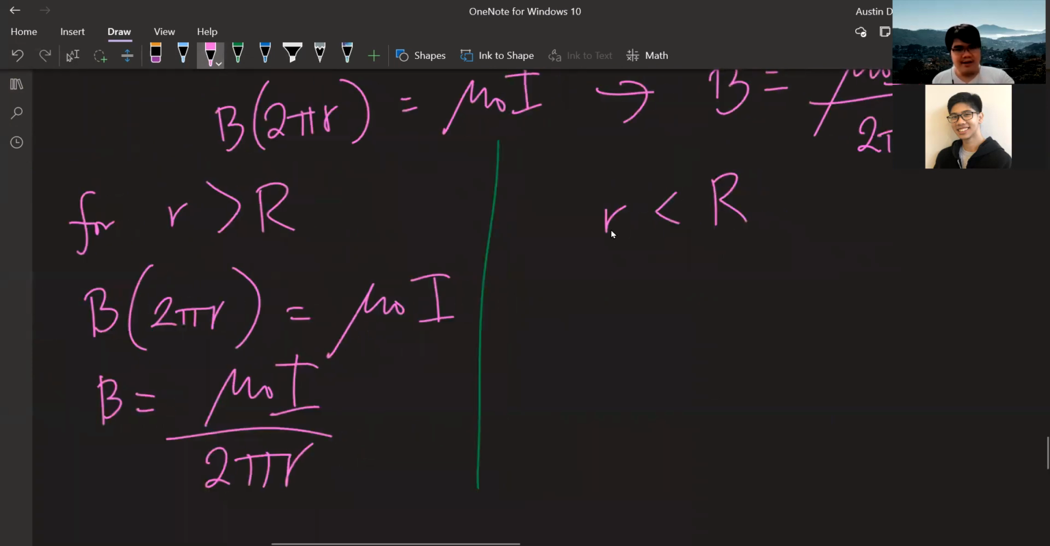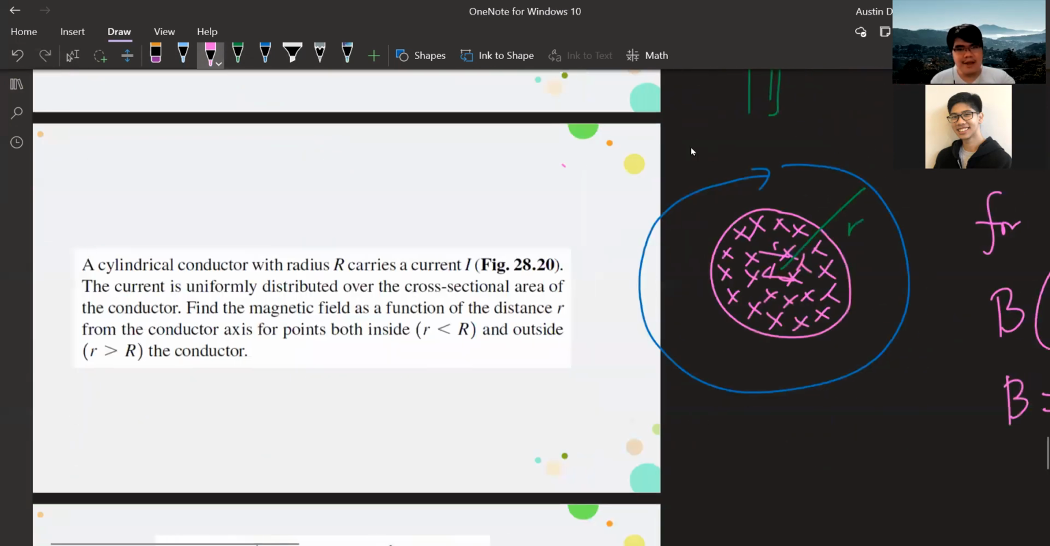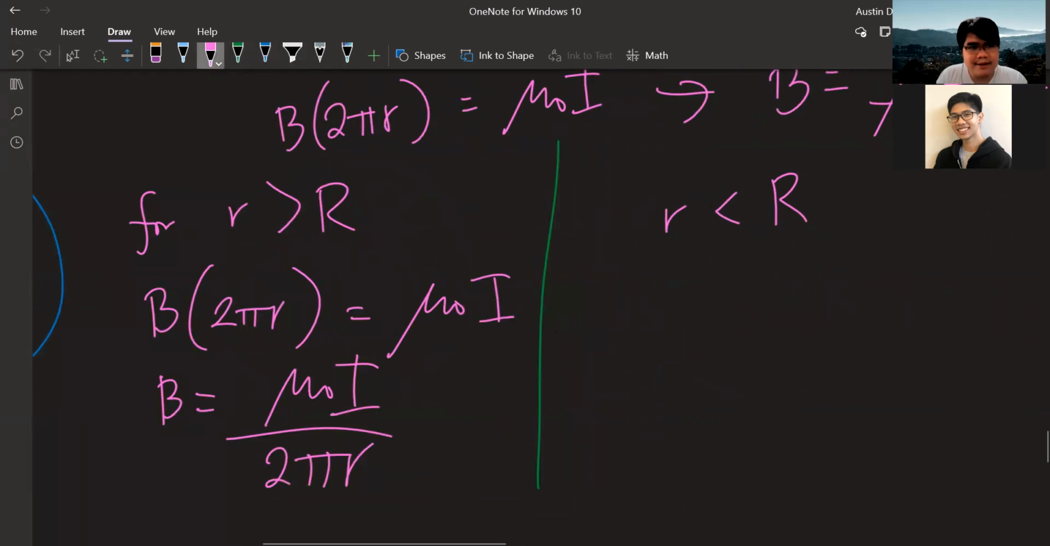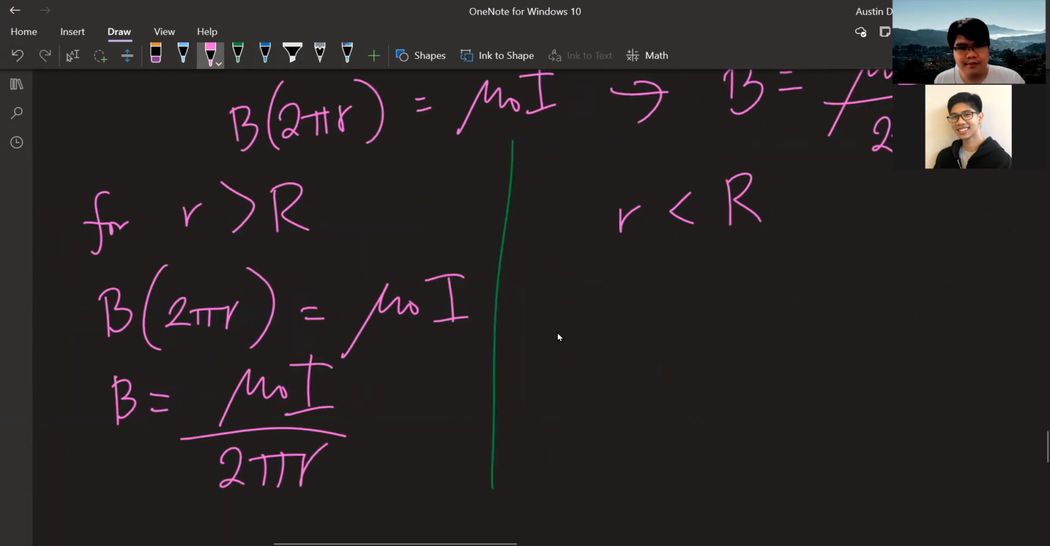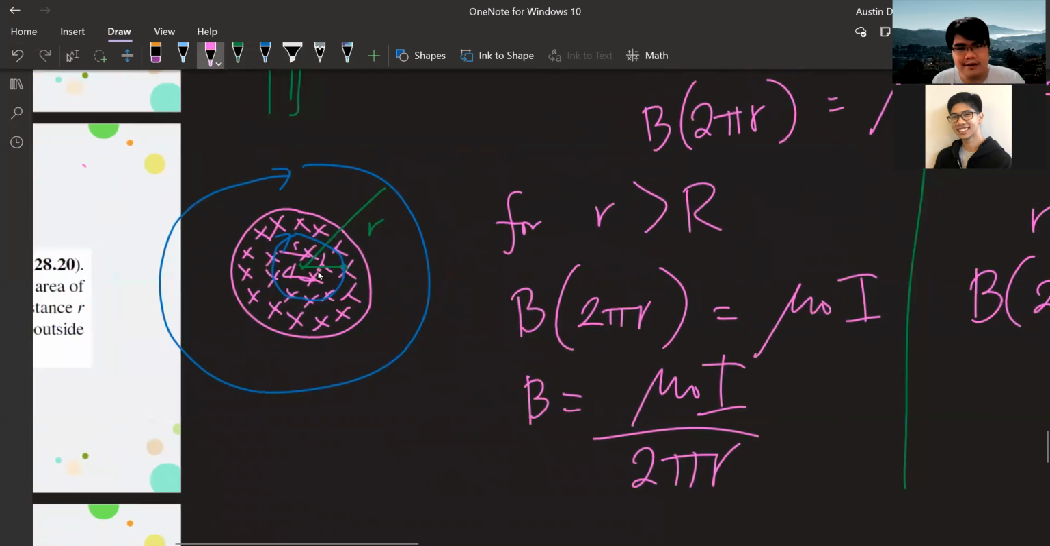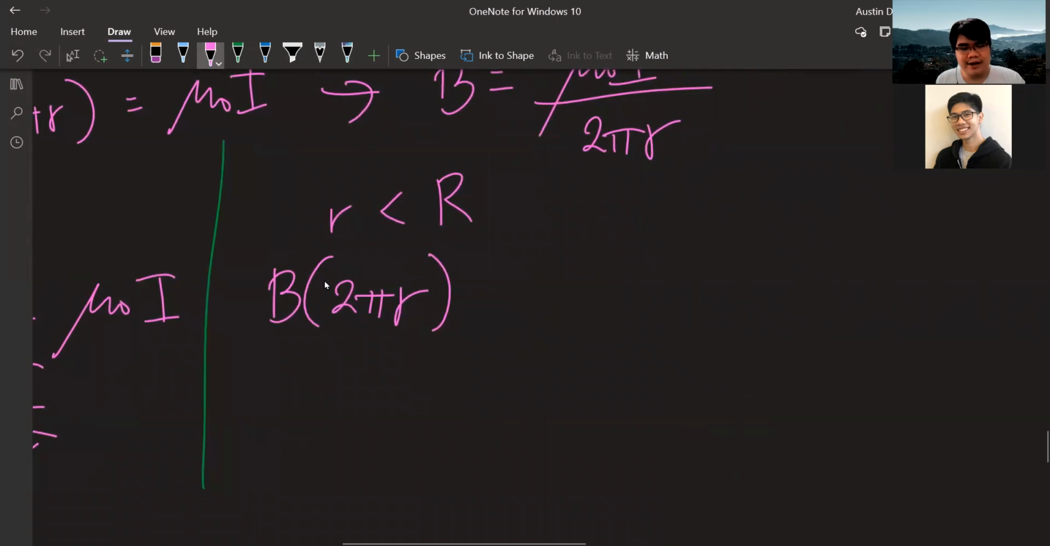Okay. For r less than R, what can we have? Nasa loob na tayo ngayon ng conductor mo. Somewhere here, gawa tayo ng Amperian loop inside. The left-hand side is still the same. Okay, kasi bilog pa rin naman yan. Ganun pa rin tsura ng magnetic field inside. However, the right-hand side is not very straightforward because mu naught I enclosed is not straightforward.